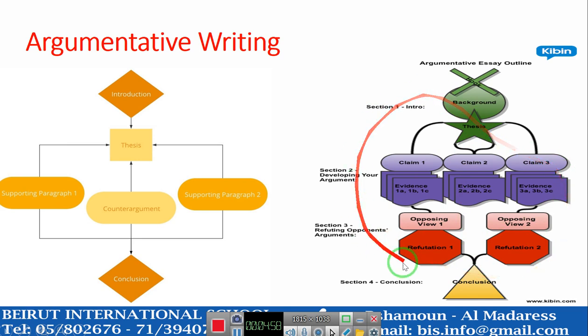So this graph is exactly the same as the previous graph, but more detailed and with more examples. So as I said, this is the best way to write argumentative writing. You start with the first body paragraph, which shows the argument, the second body paragraph, which shows the counter argument, and the third body paragraph, which shows the refutation, and finally the conclusion.